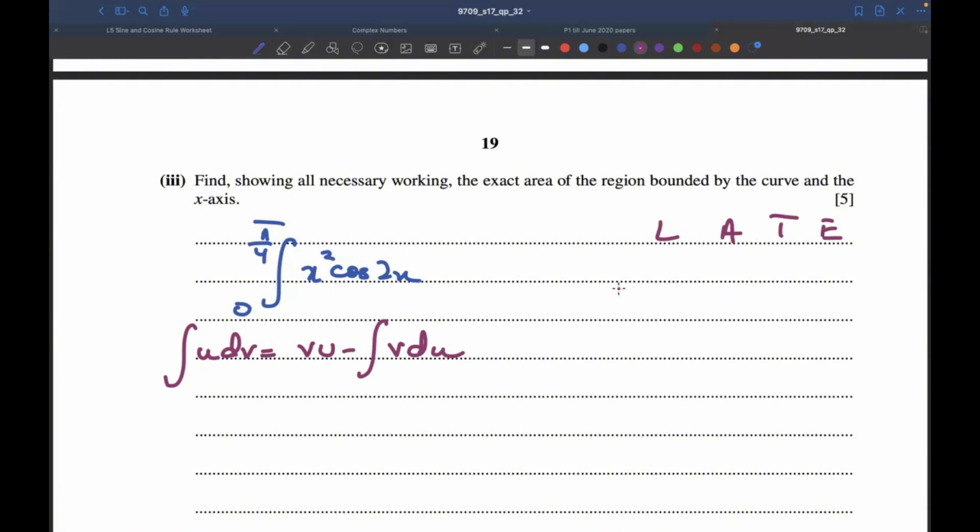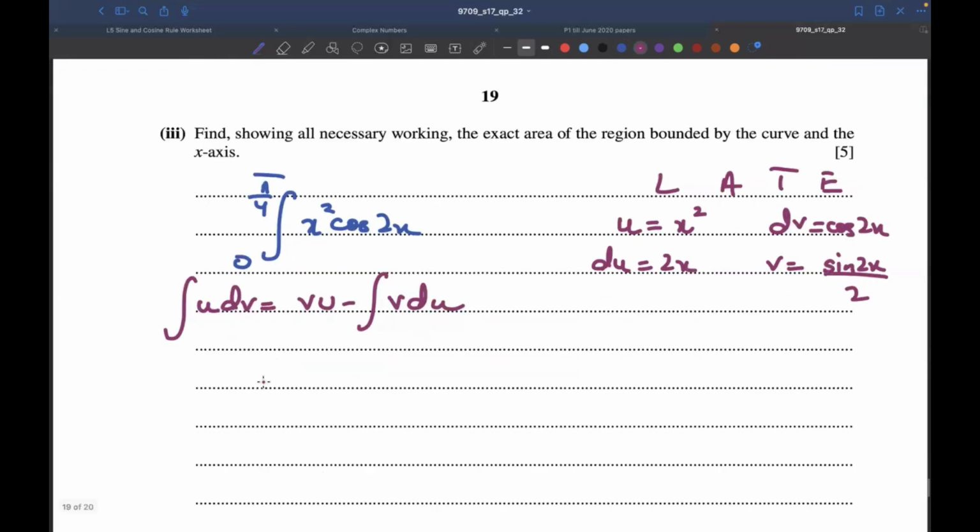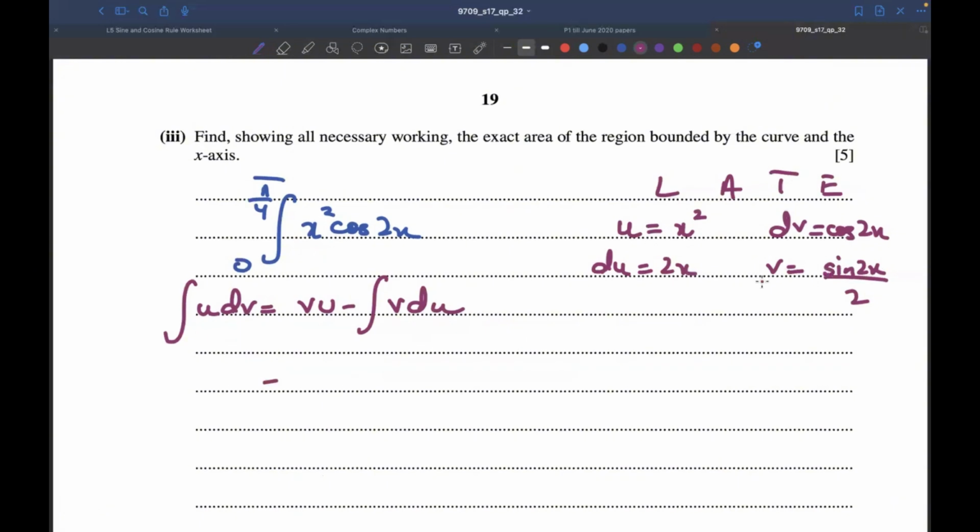So the algebraic term will be taken as u, which is equal to x square. So du will become 2x. dv will be taken as cos of 2x. The integral of cos 2x is sine 2x, and then we'll also divide this by 2. Now we'll just simply substitute this into the formula. We will get vu, which is x square sine 2x upon 2, minus, so this will become 2x. We can keep the 2 outside, and this will become x, v du.